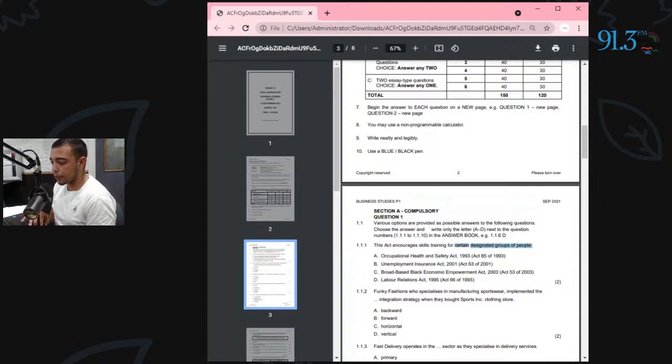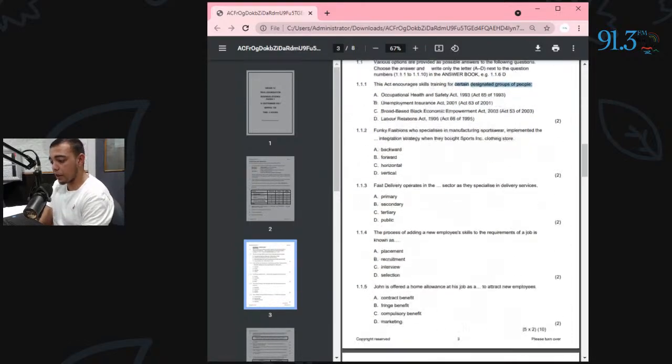Why? Because we're talking about the certain designated groups of people. So it is the percentage of people that we need to employ in the business. So remember, in a business, we need to employ a certain amount of white people, colored people, and black people, of all races, because we need to have diversity in the workplace. We would now move on to 1.2.2.